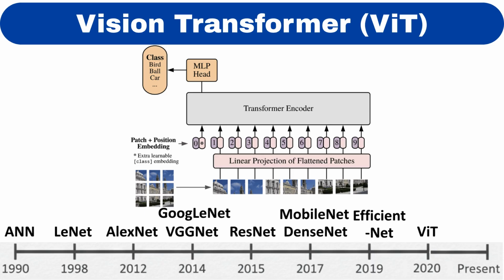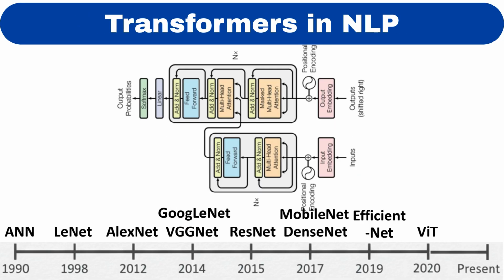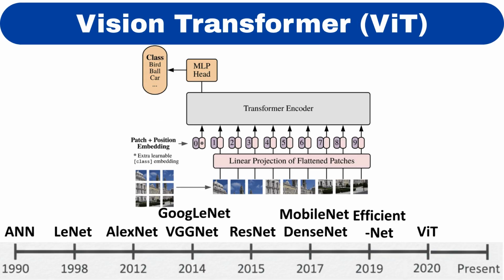But the next leap didn't use convolutions at all. Vision transformers, or ViTs, borrowed the self-attention mechanism from natural language processing into vision. They split the images into small patches and treated them as a sequence. Each patch attended to every other, capturing a global context across the entire image. With enough data and computation, ViT surpassed CNNs on large-scale benchmark datasets. They showed that attention could replace convolution altogether.